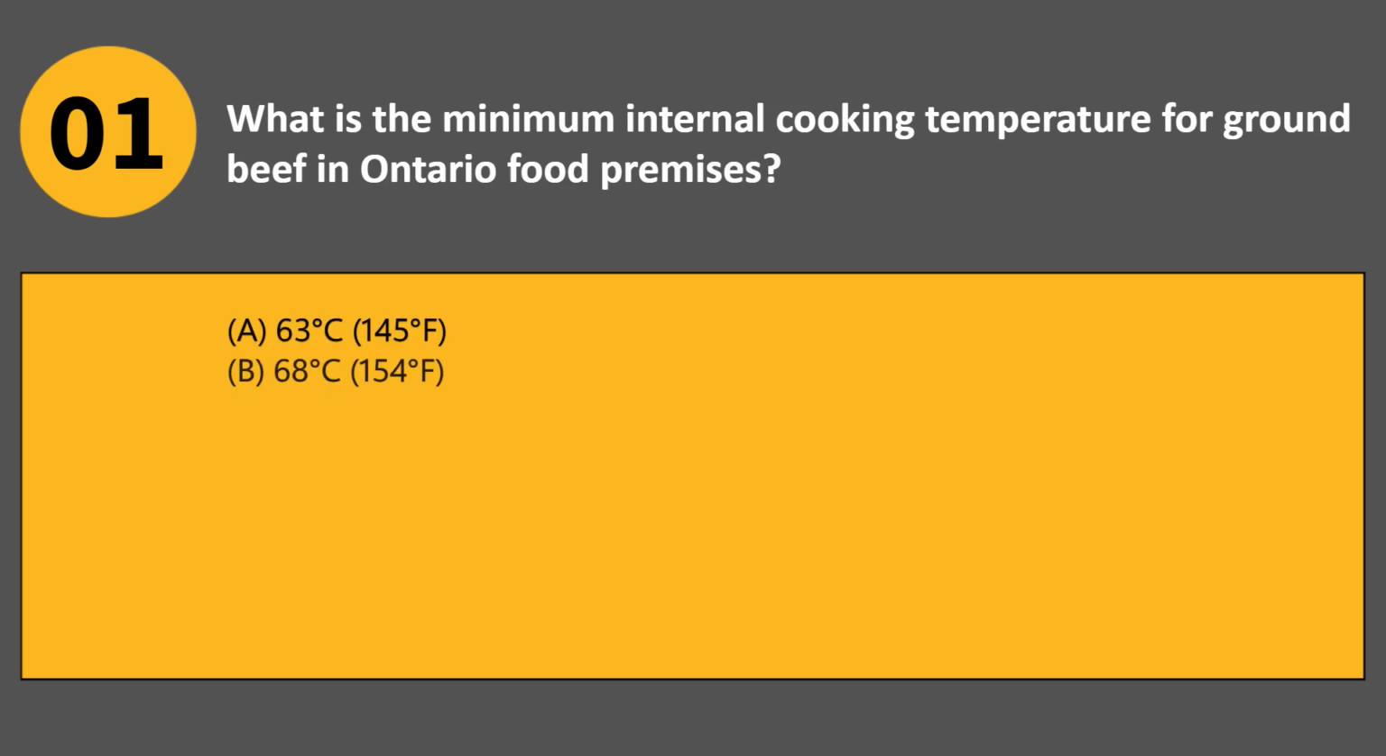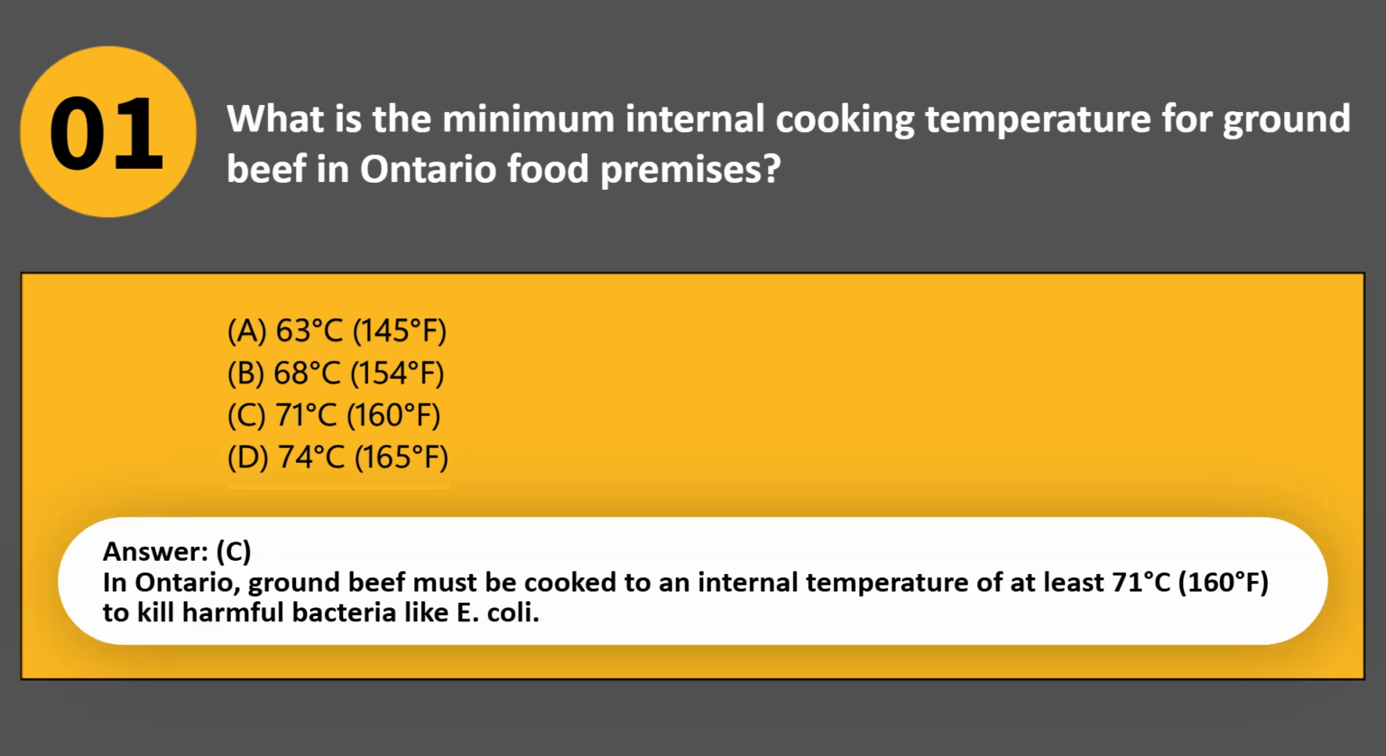What is the minimum internal cooking temperature for ground beef in Ontario food premises? A. 63 degrees Celsius, 145 degrees Fahrenheit. B. 68 degrees Celsius, 154 degrees Fahrenheit. C. 71 degrees Celsius, 160 degrees Fahrenheit. D. 74 degrees Celsius, 165 degrees Fahrenheit. Answer, C. In Ontario, ground beef must be cooked to an internal temperature of at least 71 degrees Celsius, 160 degrees Fahrenheit, to kill harmful bacteria like E. coli.